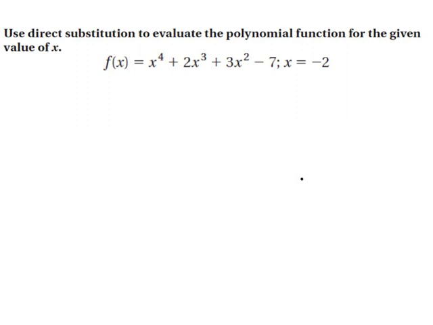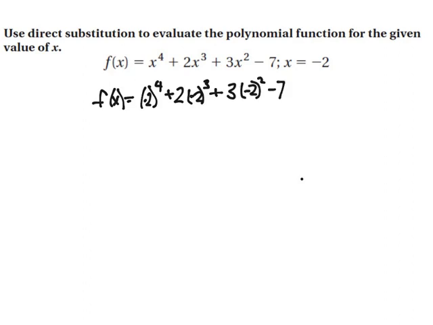Use direct substitution to evaluate the polynomial function for the given x value. So direct substitution is just exactly what you know from the past, which would be negative 2 to the fourth plus 2, negative 2 cubed plus 3, negative 2 squared minus 7. And that would be 5. I wrote a couple things wrong here. This should be f of negative 2, and therefore f of negative 2 equals 5.